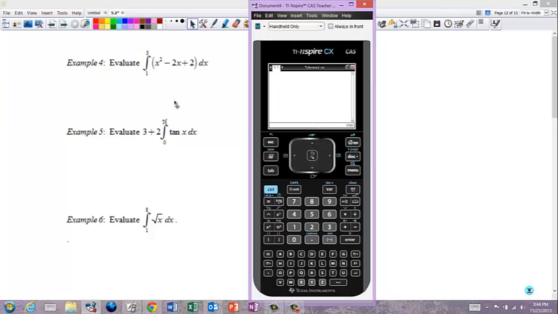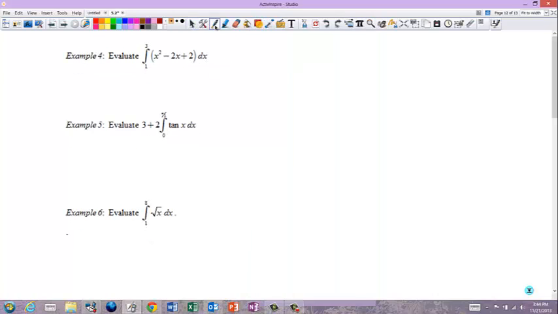So I hit menu, I go to calculus, I go to integral, and from 1 to 3 of x squared minus 2x plus 2 dx, and I hit enter. 14/3.